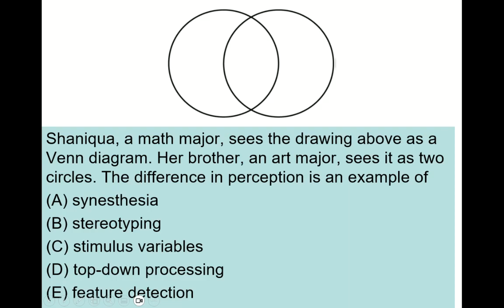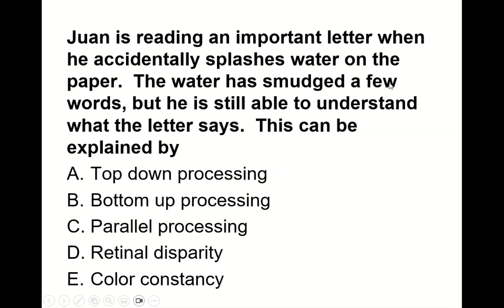All right. I don't love this question, but go ahead and give it a shot. The answer is top-down processing. Okay. Basically, Shaniqua sees the big picture, and then her brother sees something else. They both see the big picture given their own expectations, and they don't really get into it too much. I don't know if I'm explaining it well. Moving right along. All right. Read that. All right. The answer is top-down processing.